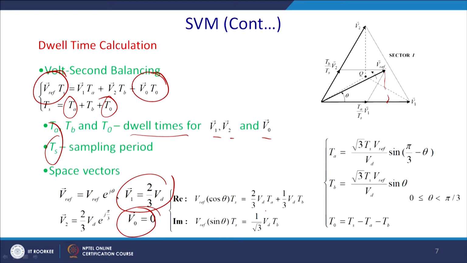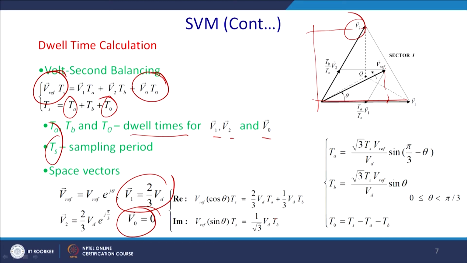So, you will have 1/3 of Vd Tv. Similarly, for the y axis you have to take a component of it. In the y axis you can see that it is made by only these vectors; there is no component of this V1 across the beta axis. So, for this reason Vref sin beta into Ts will be 1/3 Vd into Tv.